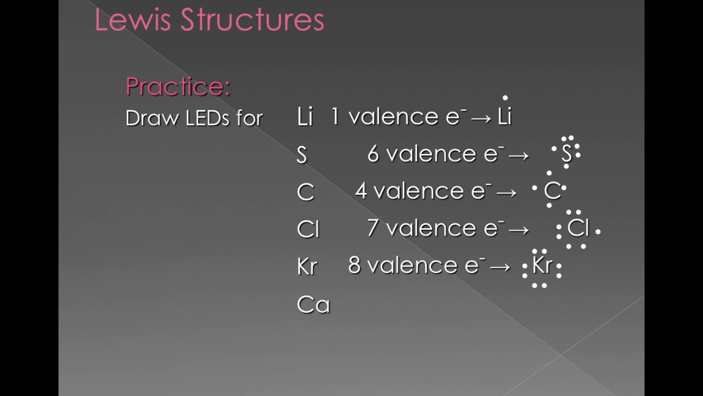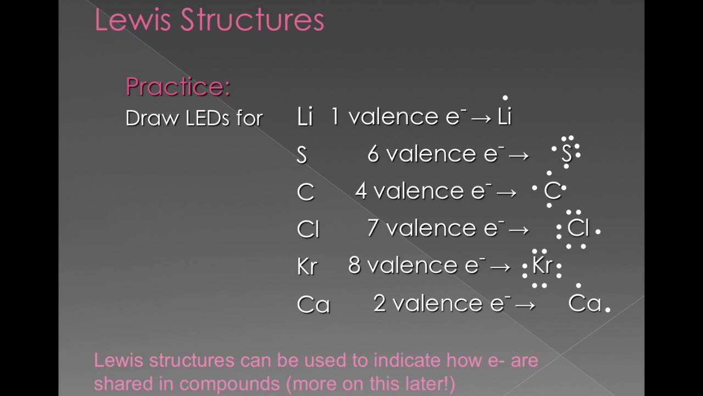Krypton is a noble gas. It's got 8 valence electrons, so it's got a completely full shell. It does not want to lose or gain electrons and tends to be non-reactive. And the final one is another metal, calcium, which is in group 2 and has 2 valence electrons. Calcium tends to lose these 2 electrons and form an ion with a charge of +2.